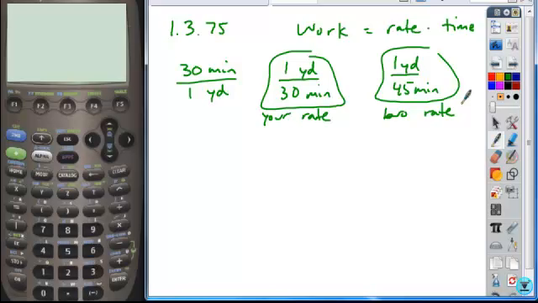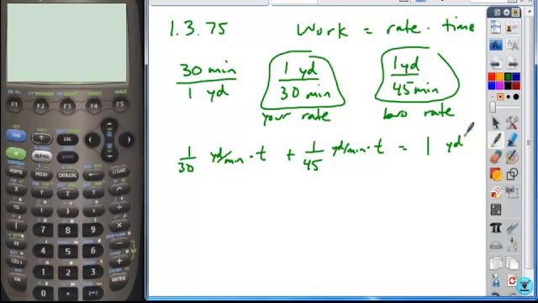And so if you want to figure out how long it takes the two of you to rake together, what you're going to do is take your rate, which is 1 over 30 yard per minute, times the amount of time you work. You're going to add that with your brother's rate, 1 over 45 yards per minute, times the same time, because you guys are presumably working together from start to finish. And you want that to equal the total amount of work that you want to get done. It just says to rake the leaves, so that's 1 yard. So it is equal to 1.